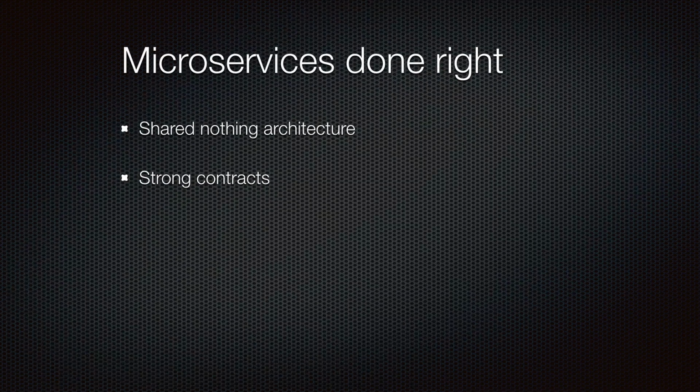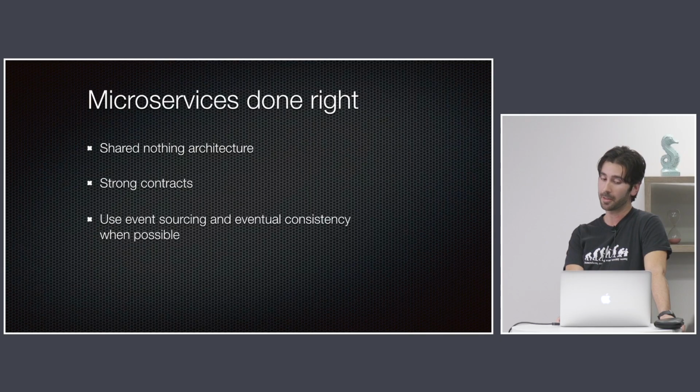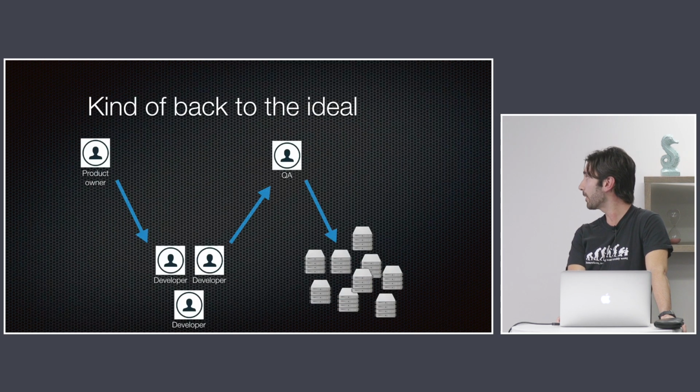You need strong contracts to communicate between them. Maybe it doesn't have to be a synchronous API. It could be something event-driven. You could embrace eventual consistency when possible and required. Obviously, use a service discovery system or a service bus. So now we're kind of back to the ideal.